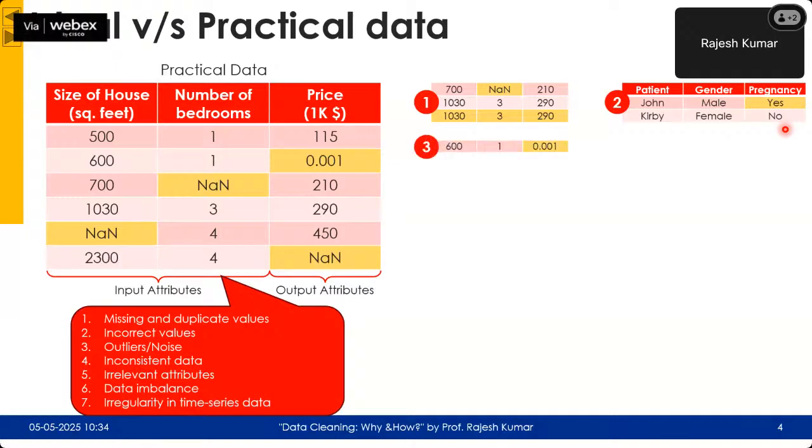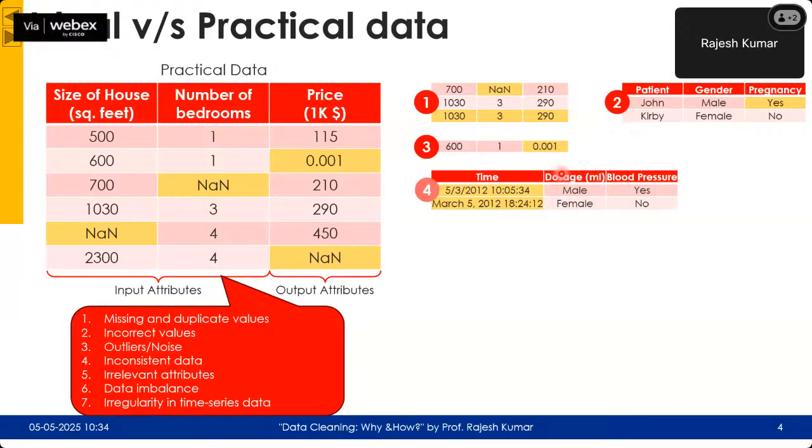The third one is the outlier. You can see here the size of the house and the price is 0.001, which is basically an outlier. It can't be like that. It is something beyond the bounds. So that is another kind of issue. We can call it outliers.